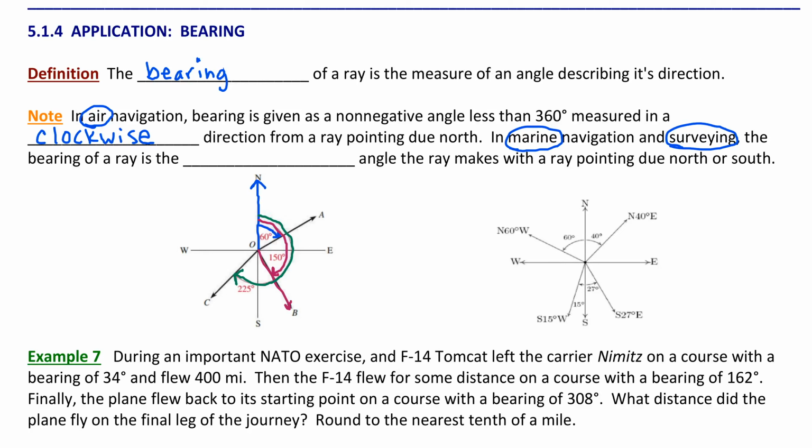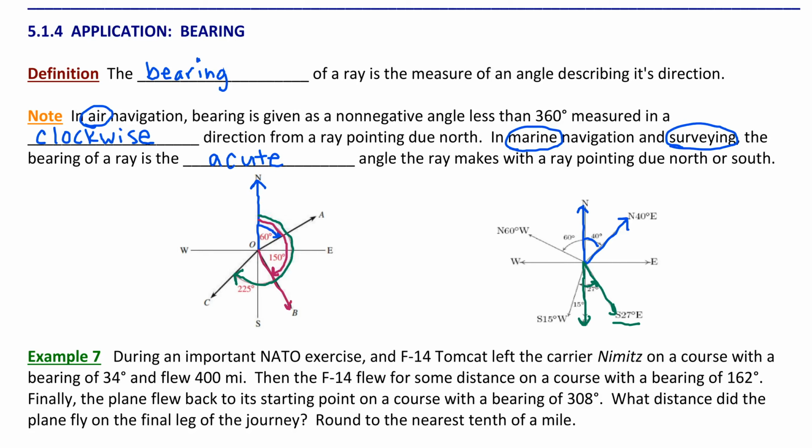The bearing of the ray is an acute angle that the ray makes with a ray pointing either due north or south. Thus, marine navigation and surveying deal with angles less than 90 degrees. For example, a ray with a bearing of north 40 degrees east begins with a ray pointing due north and then measures 40 degrees in the direction of east. On the other hand, a ray with a bearing of south 27 degrees east is measured from due south, or the negative y-axis, in the direction of east.